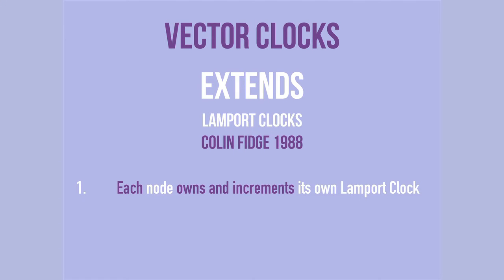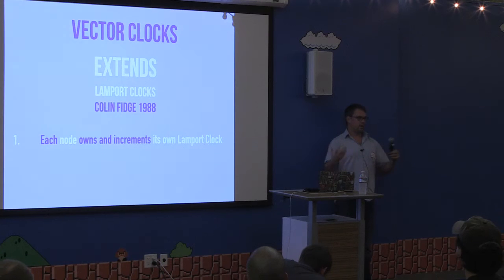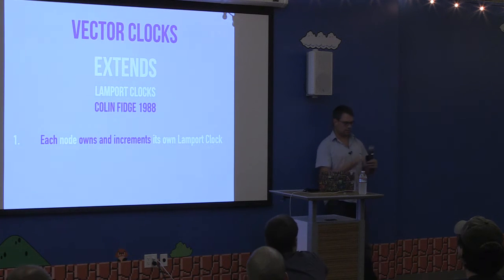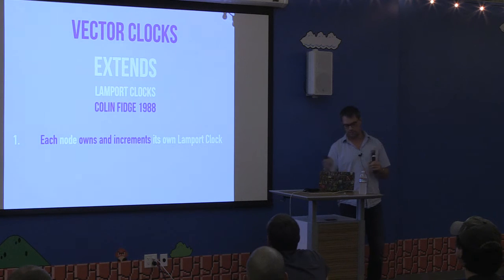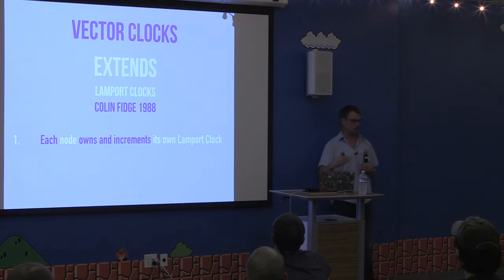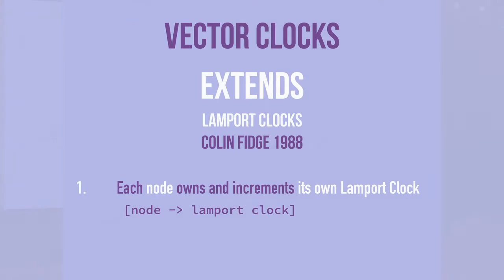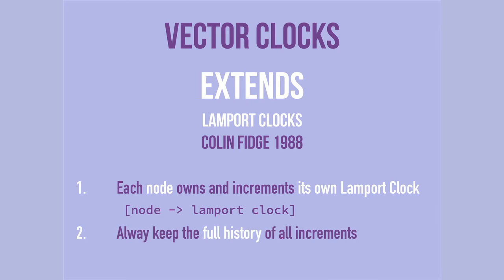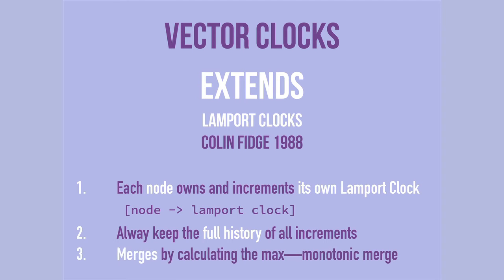And in vector clocks, each node, a node doesn't have to be a physical node. It can be a user. It can be something that has the role of a node that needs to play a part in causal consistency in a distributed system. Each one of these owns and increments its own vector clock. So in a way, you have a map of nodes to Lamport clocks. And each one of these always keeps the full history inside the vector clock. So they are fully self-contained. And it has a monotonic merge function.